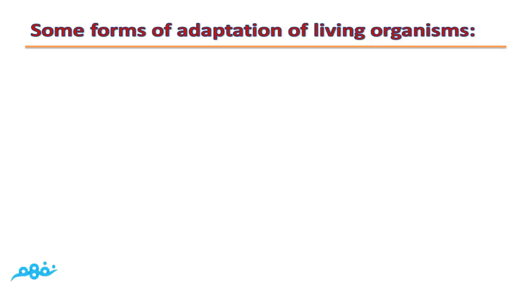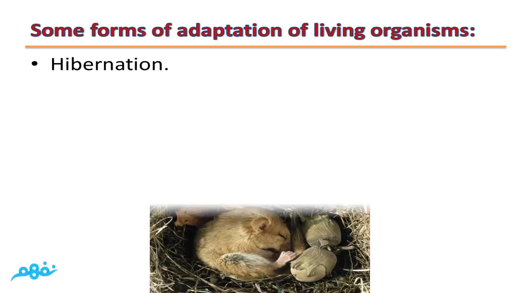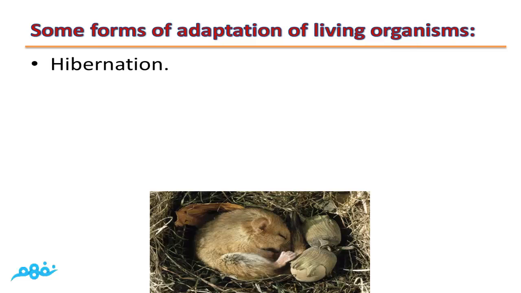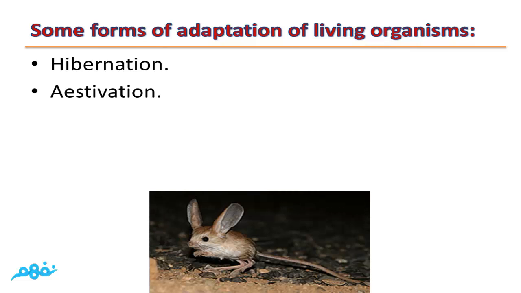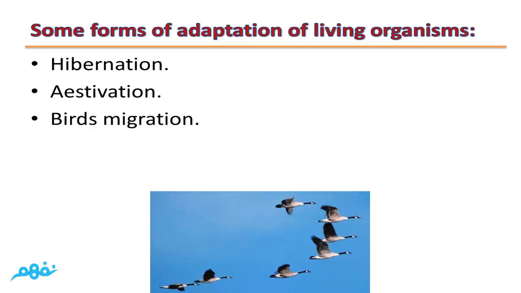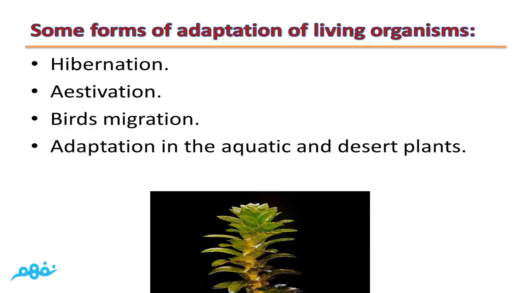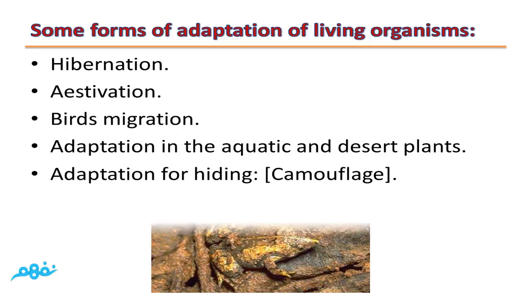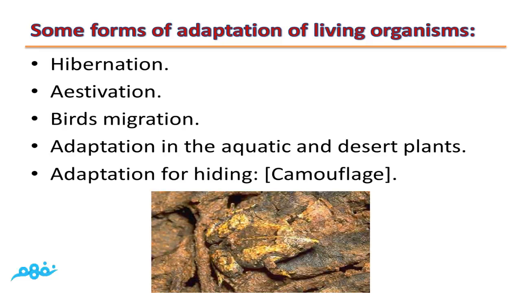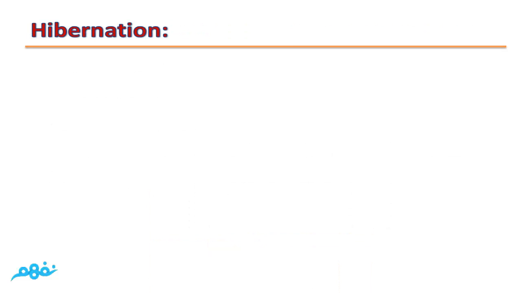Some forms of adaptation of living organisms: hibernation, estivation, birds migration, adaptation in the aquatic and desert plants, and finally, adaptation for hiding or camouflage. Let's talk first about hibernation.